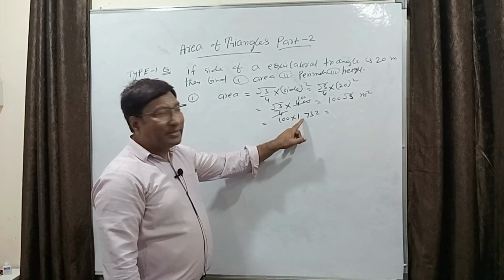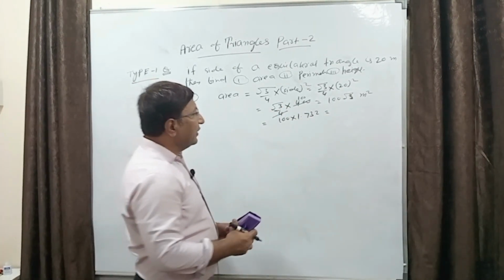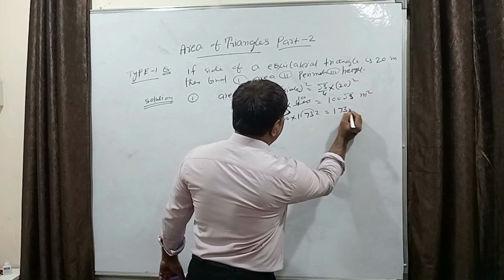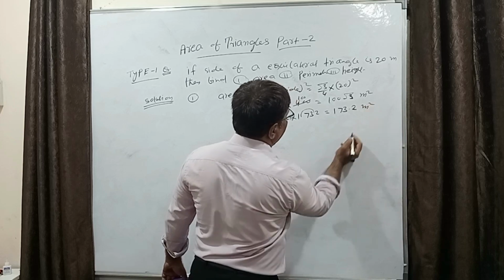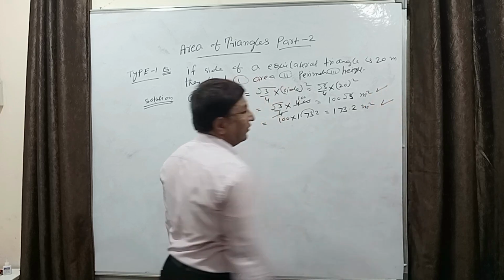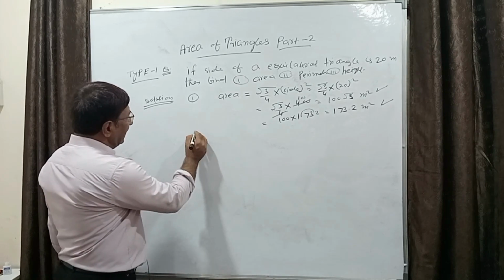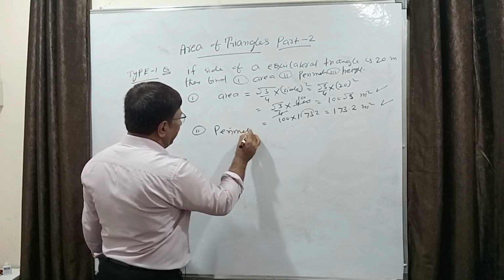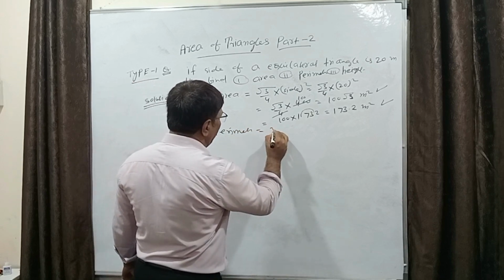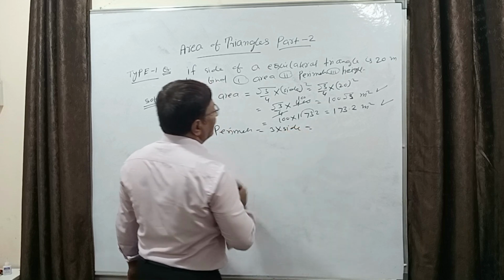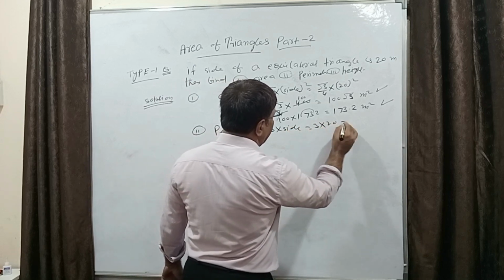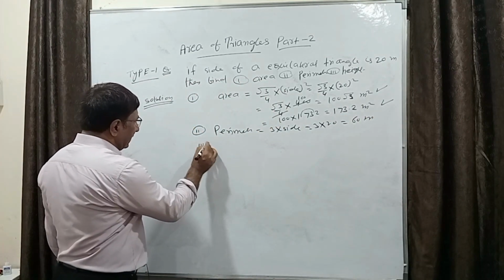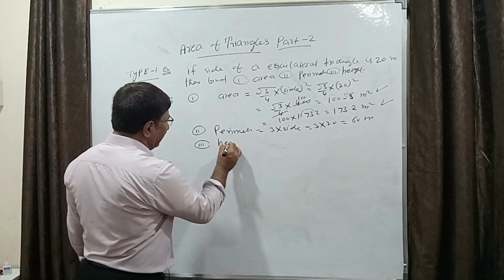So just move the decimal to the right side by 2 digits. So the correct answer will be 173.2 meter square. So both are correct answers. Now you see the second part. In the second part we have to find the perimeter. The perimeter of an equilateral triangle is 3 into side. The side is given as 20, so this is 3 into 20, that is 60 meter.